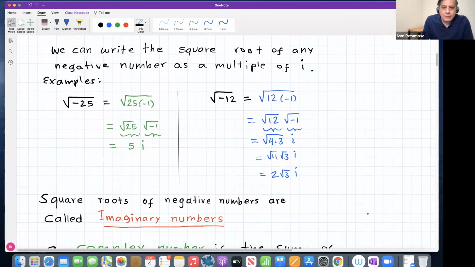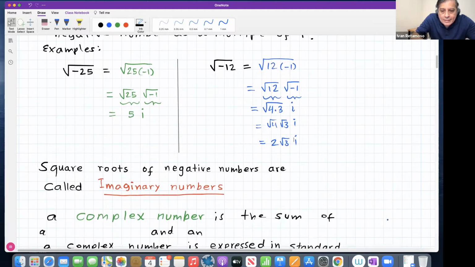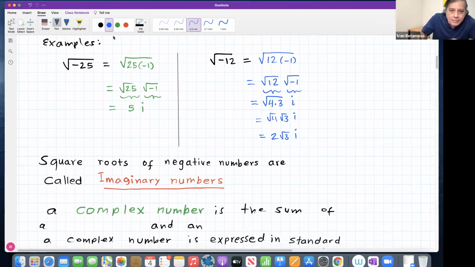Now, the square roots of negative numbers are called imaginary numbers. So all these guys, imaginary numbers. Now mathematicians came up with a formal definition for a complex number. A complex number is the sum of a real number and an imaginary number.